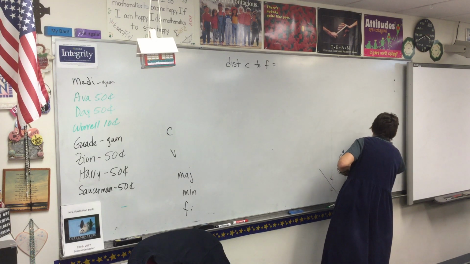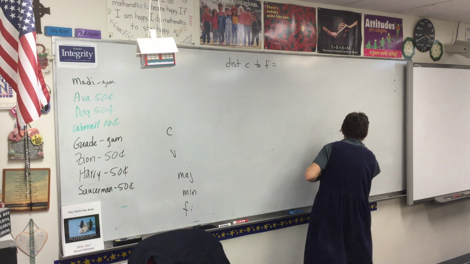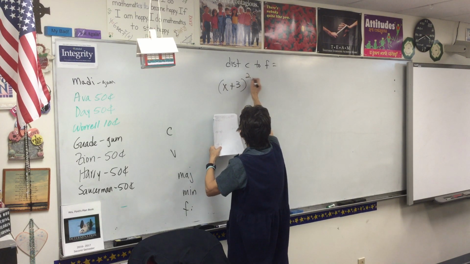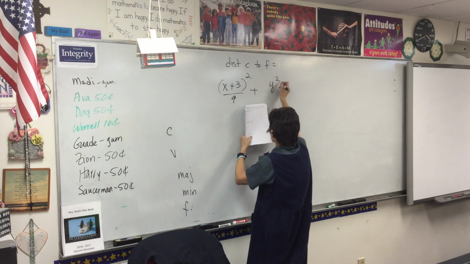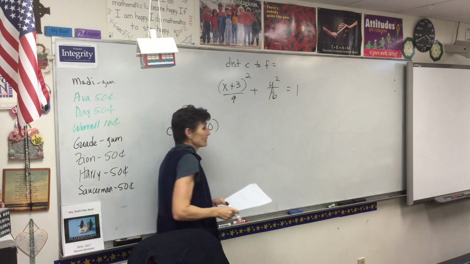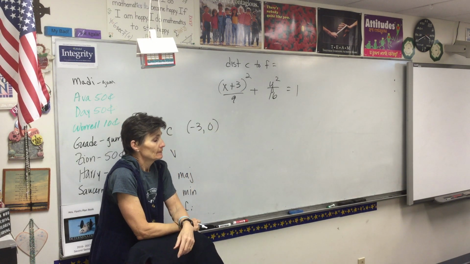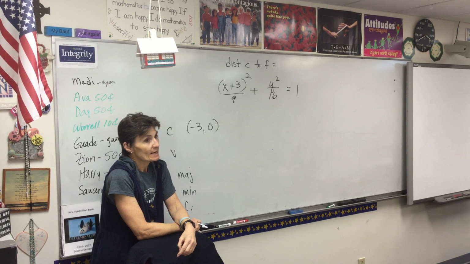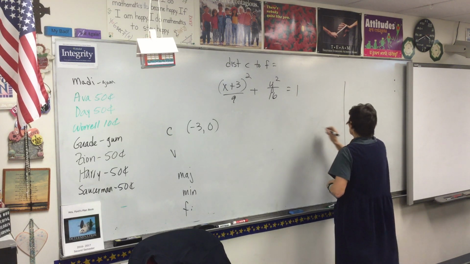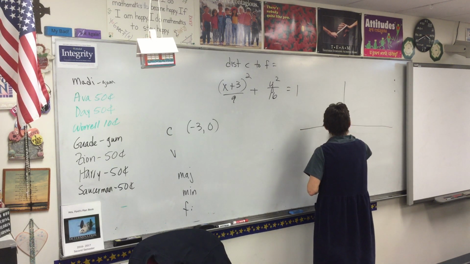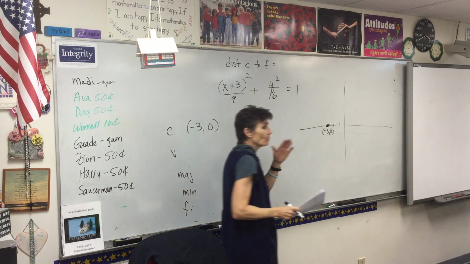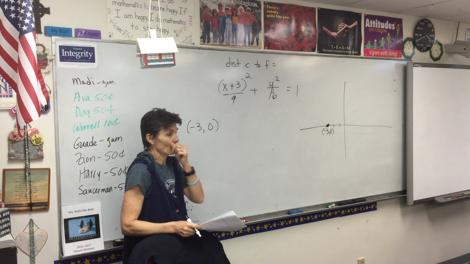Okay, so take a look at your equation and see if you can figure out where the center is, because that is very, very important. What'd you say? Yep, if you said negative 3, 0, you are right. I want everybody to look at that equation. Everybody see negative 3, 0? So everything starts right here. That's the beginning of everything. You're going to be counting. That's where you're counting from, that point.